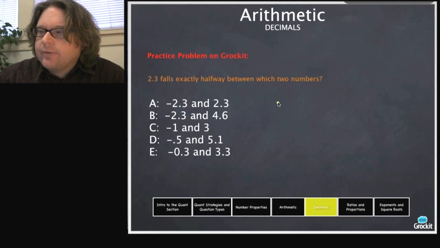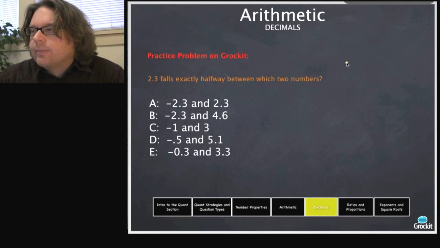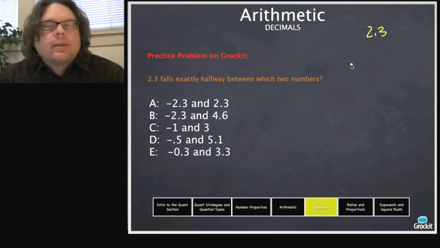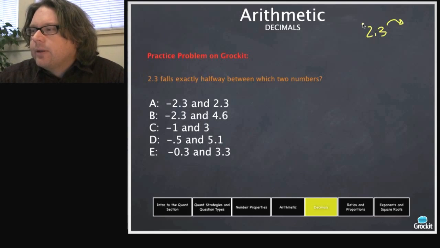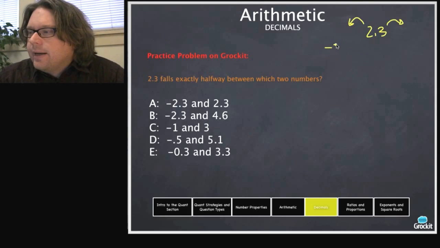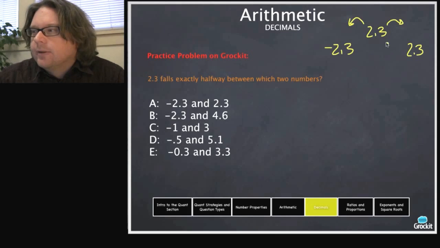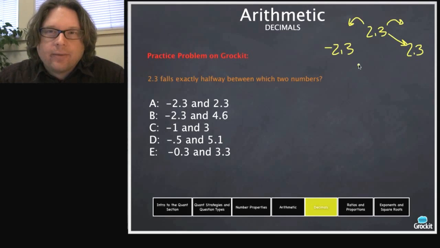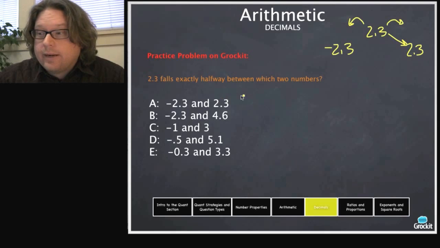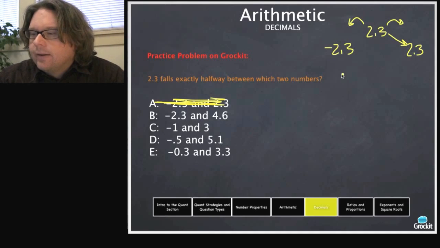Okay, 2.3 falls exactly halfway between which two numbers? So we're going to have 2.3 in the middle, and we have to decide, and it's going to have the same amount plus and minus on both sides. So is it the same distance from negative 2.3 and 2.3? Well, this is clearly impossible because it's actually at 2.3, and that's not the same distance from negative 2.3, so it's not A.